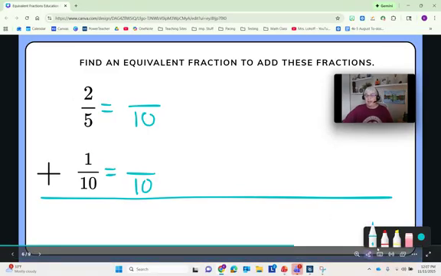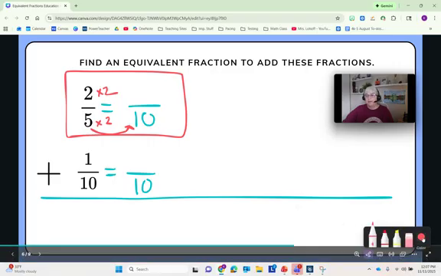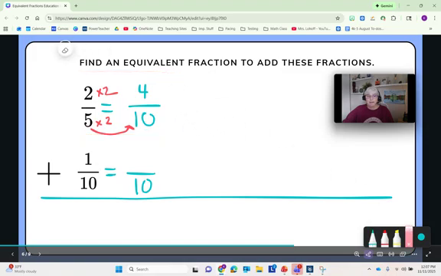So let's change that top fraction so it is an equivalent fraction to 2/5, but it will now be in tenths. To go from 5 to 10, you multiply 5 times 2. You have to then also multiply your numerator by 2. 2 times 2 is 4. 2/5 is the same as 4/10.